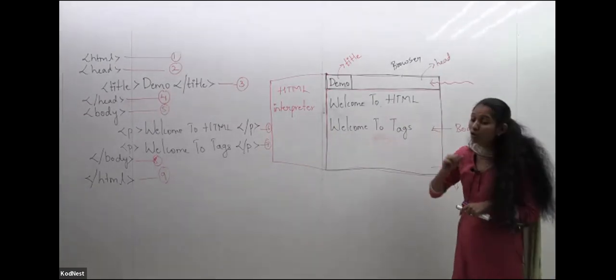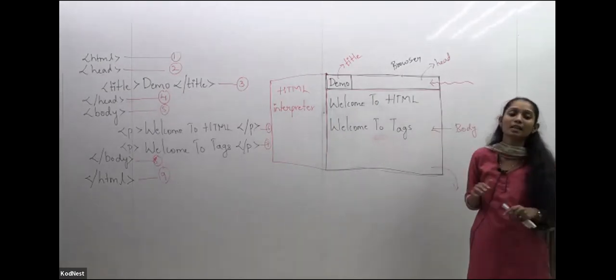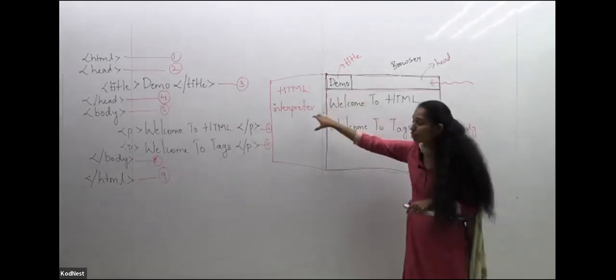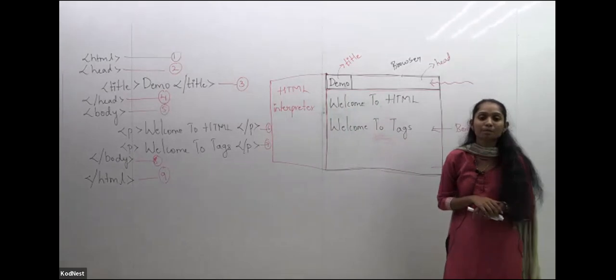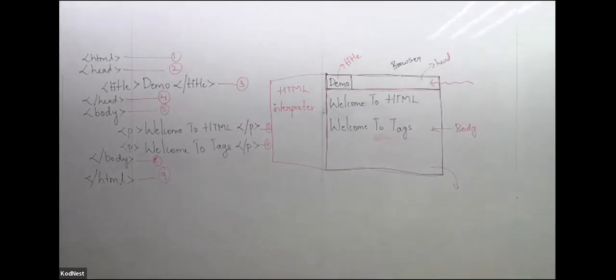And then it will see the closing HTML tag, and it will understand, okay, the HTML code has ended here. And this interpreter will again go back to sleep. This is how the execution of your code will happen in HTML.